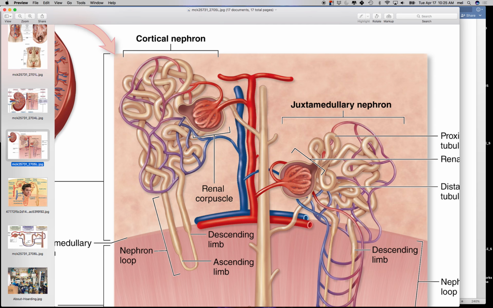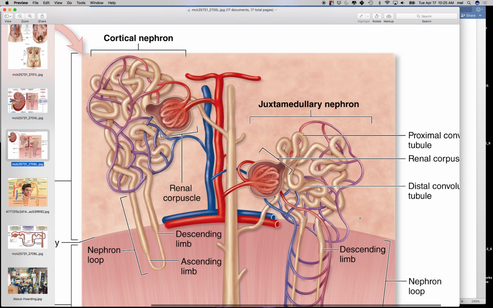You guys tell me, filtration happens from what to what? Two structures. Glomerulus to glomerular capsule. Yes. Okay. So now I'm going to do reabsorption. And I'm going to reabsorb from what fluid into what fluid? Urine back into the bloodstream.